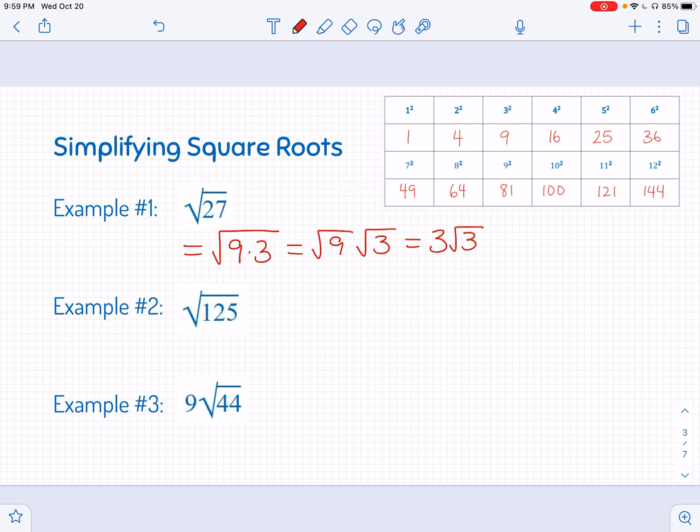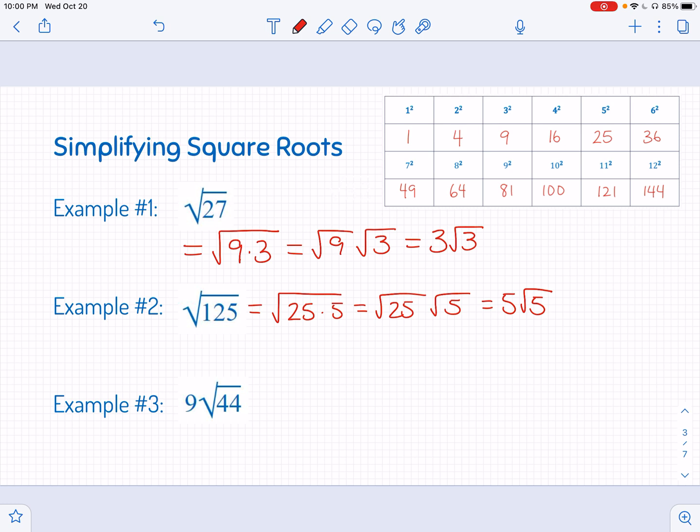So if you look at example 2, certainly 121 is less than 125, but it doesn't divide evenly into 125. 25 divides evenly into 125. So we can say, well, 125 is 25 times 5. And I know the square root of 25 is 5. And I don't know the square root of 5. So I just leave it a radical 5. I leave it in exact form.